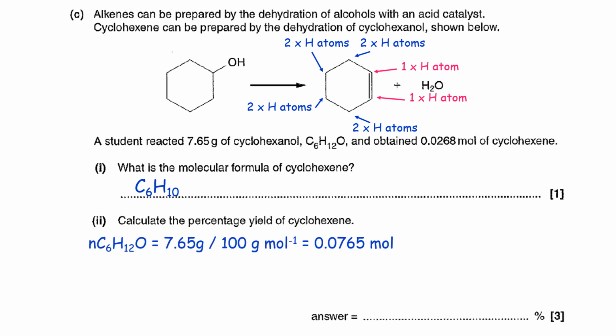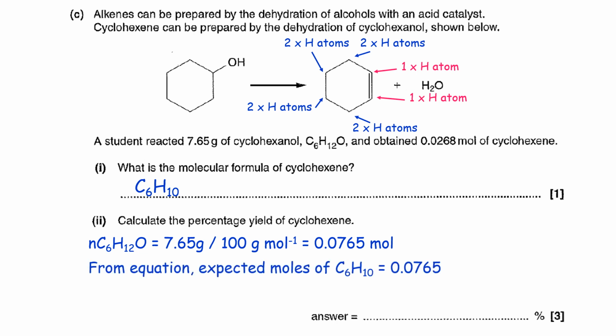So for the percentage yield, the first thing to do is to work out the number of moles of your cyclohexanol that you've used, and that's 0.0765. You need to include the MR of 100 grams per mole in your answer here. It's one of the marking points. So the next thing to do is to think about the equation. So you can see quite clearly the same number of moles on either side. So they're equimolar, as we say. So the expected number of moles of C6H10 would be 0.0765 as well.